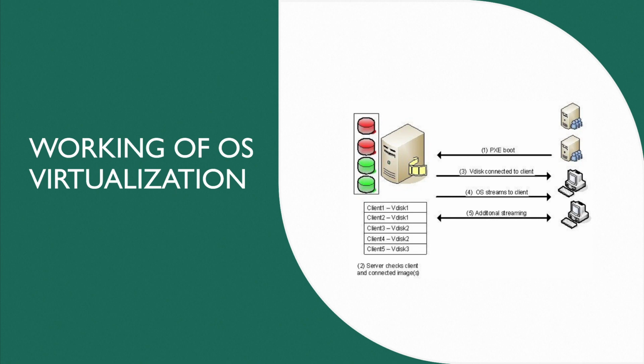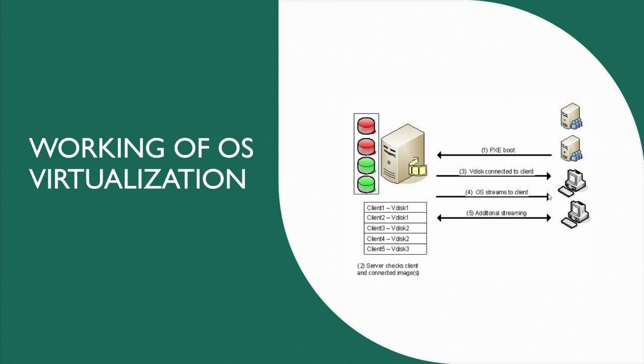When more than one virtual disk is connected, a boot menu will be displayed on the client side. If only one disk is assigned, then that disk will be connected to the client, as mentioned here, like vDisk 2. If only one disk is assigned to the client, then it will be fixed to the client. That is the second step. As we can observe here, the first step is PXE boot, and the second step is that the server checks the client and the connected image.